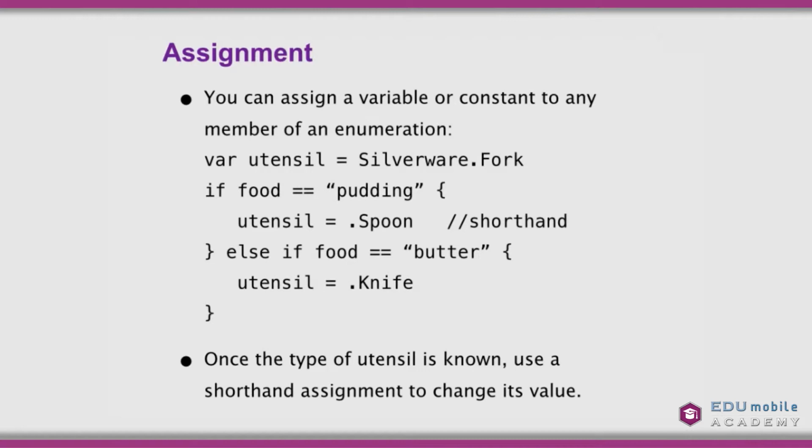So now we can say if food is equal to pudding, assuming that food is defined beforehand, we say utensil equals .spoon. Now, why can we say .spoon instead of Silverware.spoon? Well, because utensil was set up in its var definition as a type of Silverware. So once we have done that, we can use this shorthand, .spoon, to just change that type. Else, if food equals butter, we want to use a knife because a fork couldn't work as well with butter. Once the type of a utensil is known, we can use the shorthand assignment syntax to change its value.